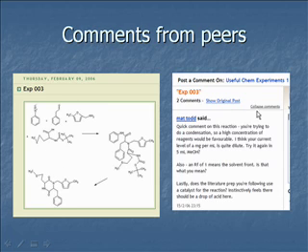Here's one experiment where Matt Todd, this is a researcher in Australia, and he basically was looking at our experiments and saying that we had a problem. He had a problem with our concentration. So he was giving us feedback on an experiment that hadn't even been completed yet. It was still in progress.